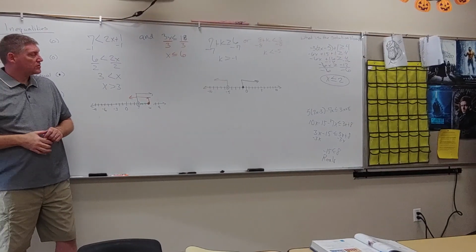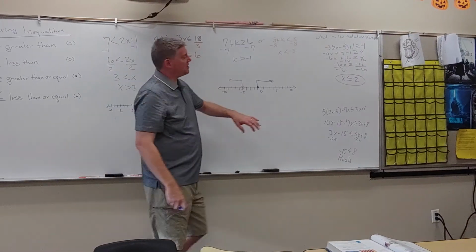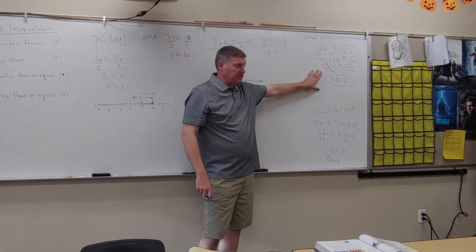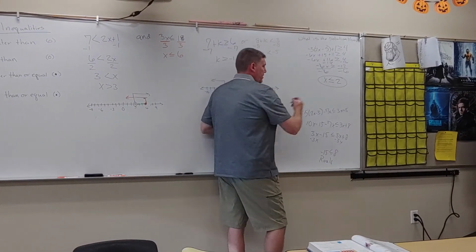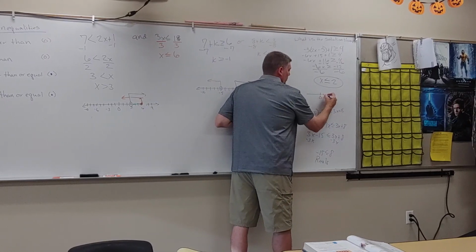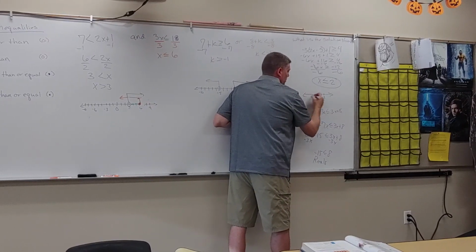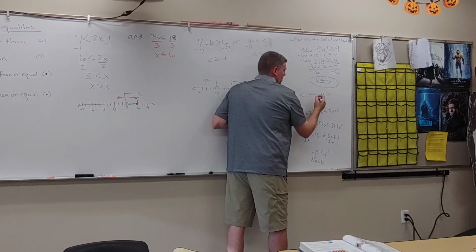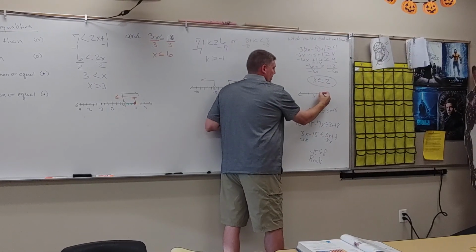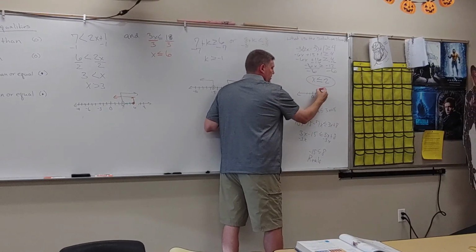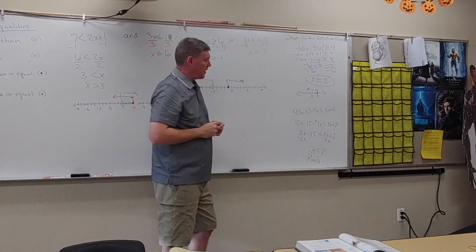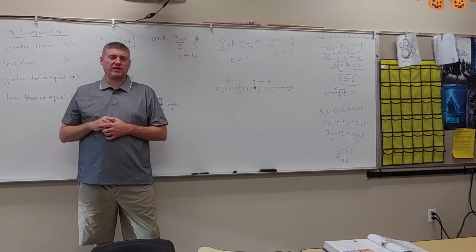Okay? So when you're working on these first ones here, you're only going to have one direction. So I get my graph here. 0, 1, 2, 3. Okay, so I put my solid dot at 2. I'm only going to go one direction, to the left. Okay, so that's solving inequalities.